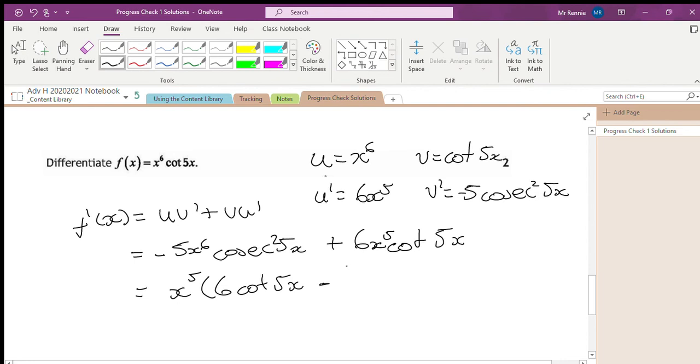minus 5x lots of cosec squared x. Oh 5x, sorry, that should be. Okay folks, so that's how we get that one done. So quite a quick question if we remember the product rule.